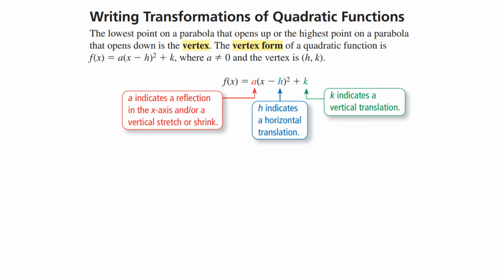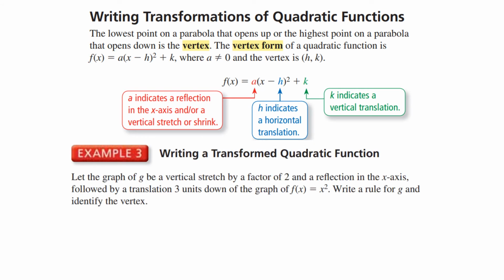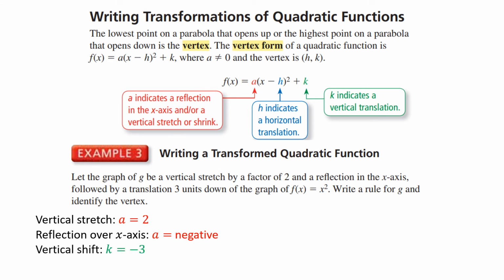Although we don't want to neglect b, the real key things are a, h, and k when we're talking about vertex form. So if we take an example where we take the parent function x squared, and we're asked to vertically stretch by a factor of 2 and reflect in the x-axis, and also translate 3 units down, we want to check that a vertical stretch means that our amplitude should equal 2. Also, if we're going to reflect, the amplitude should be negative. And finally, if we're going 3 units down, that's our k value.